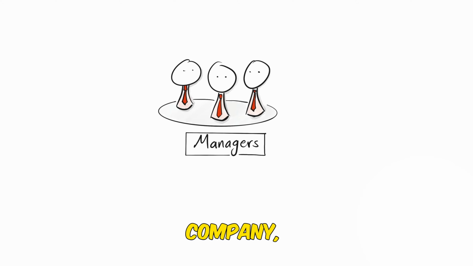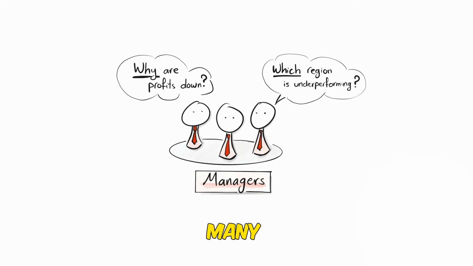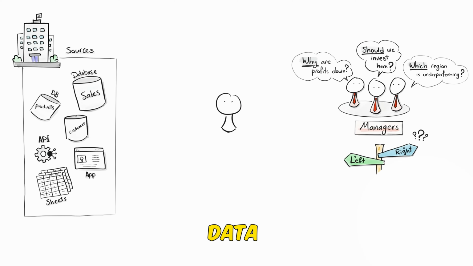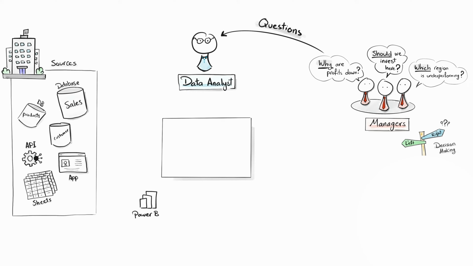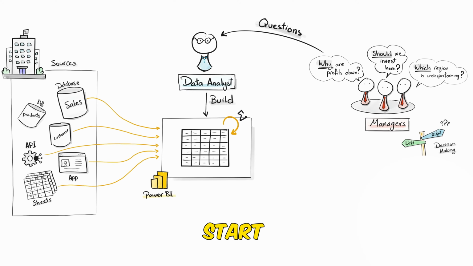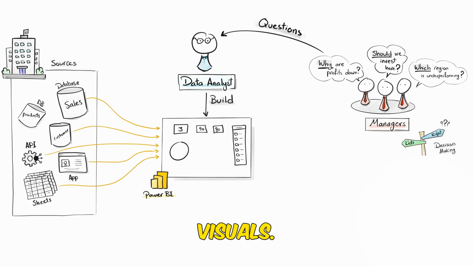Now in every company, the managers will ask critical business questions, like which regions are underperforming, and many other questions. And now in order to make smart decisions, they're going to ask you, the data analysts, to find the answers using data. And in order to do that, you need tools like Power BI. So now what you're going to do, you're going to go and connect the company's data to the Power BI. And after that, you're going to go and start preparing the data for the analysis, like cleaning up the data, doing a few calculations. And then after that, you're going to go and build the visuals. So you're going to go and build the reports and the dashboards.